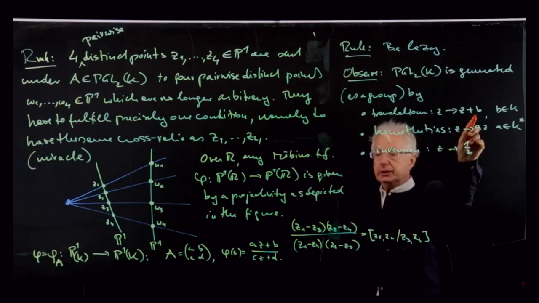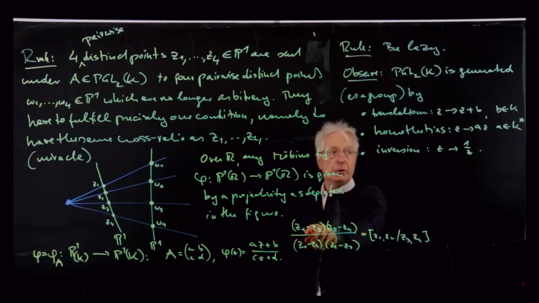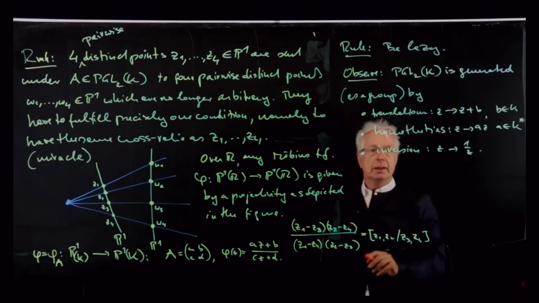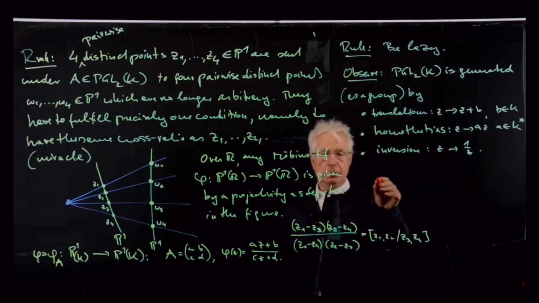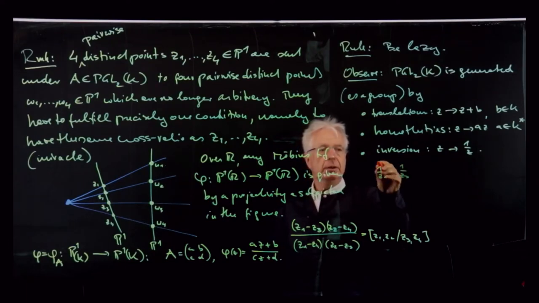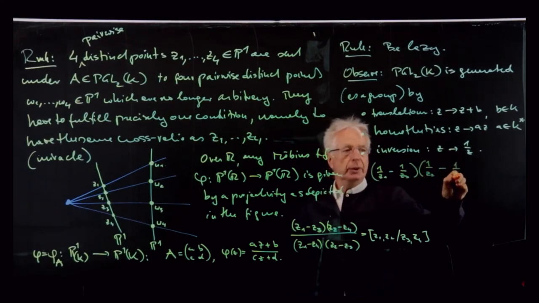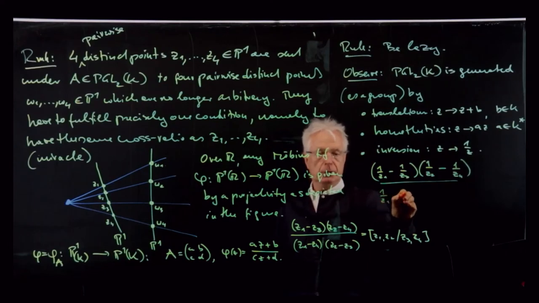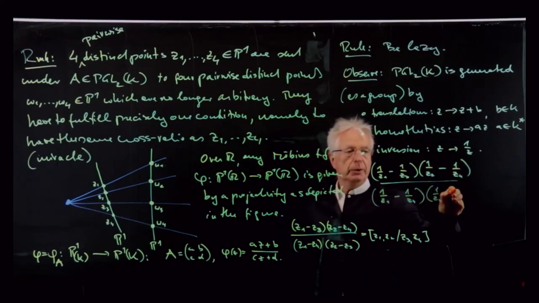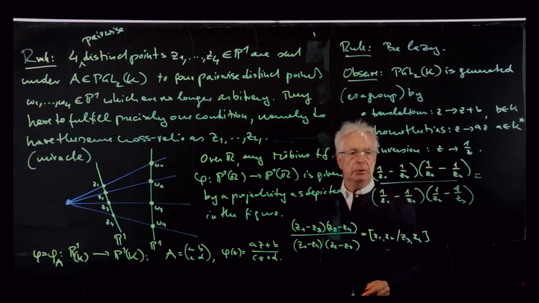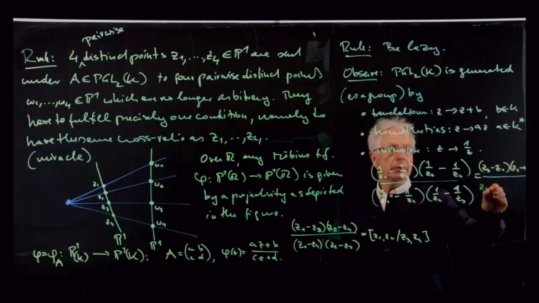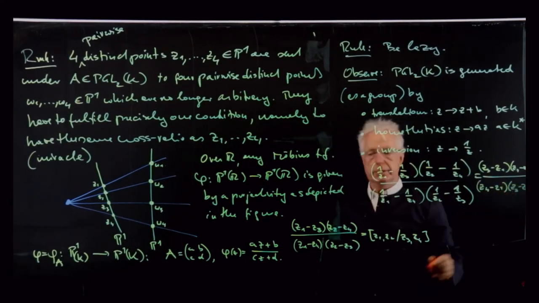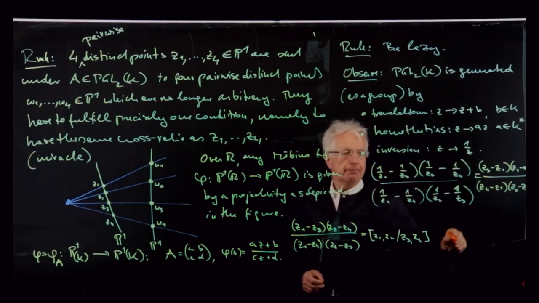Because it is clear that the translation will keep this fraction here, because the b will cancel in the differences. If you multiply all zi with a, again, the a will cancel. And if you invert, let me do the last one, you get (1 over z1 minus 1 over z3) times (1 over z2 minus 1 over z4) divided by (1 over z1 minus 1 over z4) times (1 over z2 minus 1 over z3). Now you multiply with the product of the zi and you get (z3 minus z1)(z4 minus z2) divided by (z4 minus z1)(z3 minus z2), and that's just the cross ratio. Okay, so you are done. That's easy.